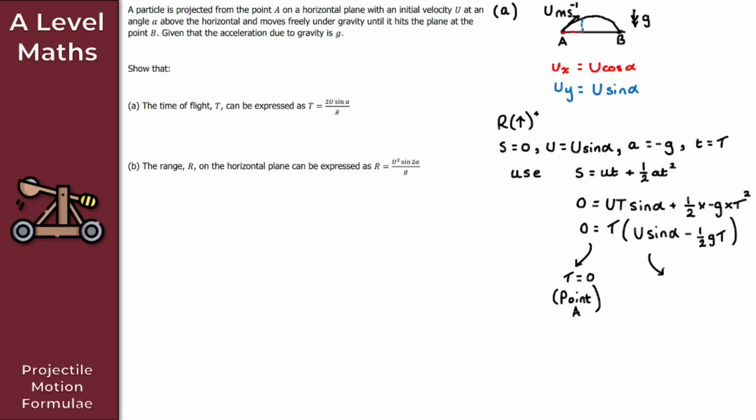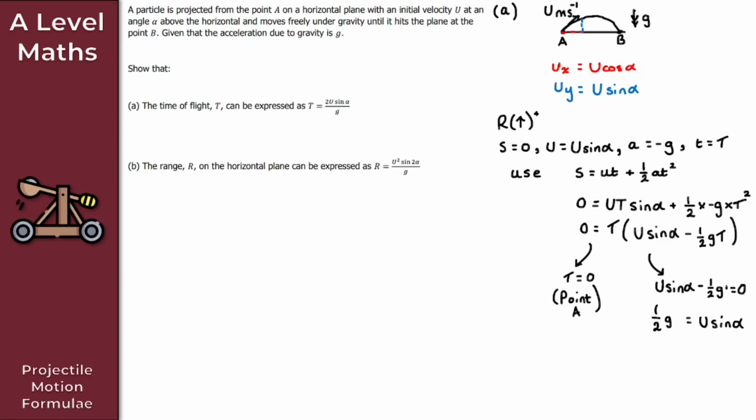Okay, so U sine alpha minus a half GT is equal to 0 here. Okay, so to solve this then, just add a half GT to both sides. We'll get half GT is equal to U sine alpha, like so. Obviously, what we're looking for here then, and this should be a capital T as opposed to a little t, just to be precise here. And I'll do the same here.